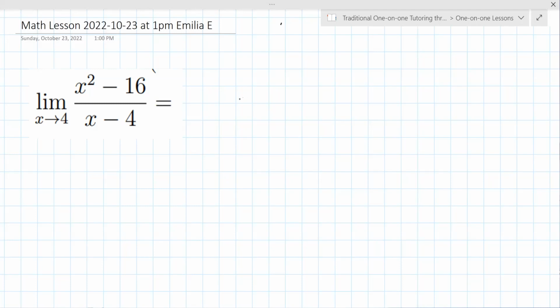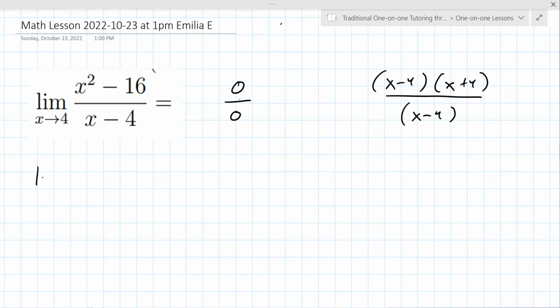You do want to show 0 over 0 when you evaluate, and then you can either factor off to the side or you can factor within the limit. It doesn't really matter, but you want to show your net result as the limit as x approaches 4 of x plus 4, and then you put 4 in and you get 8.